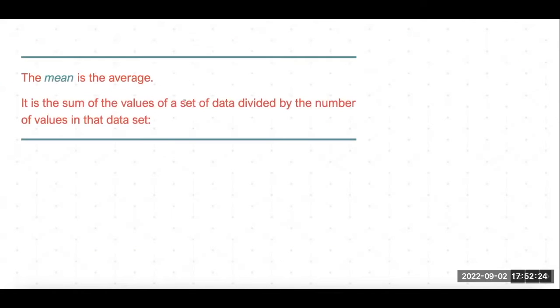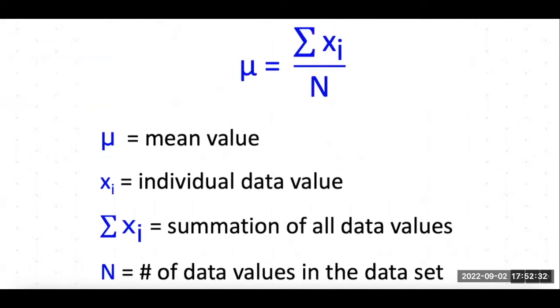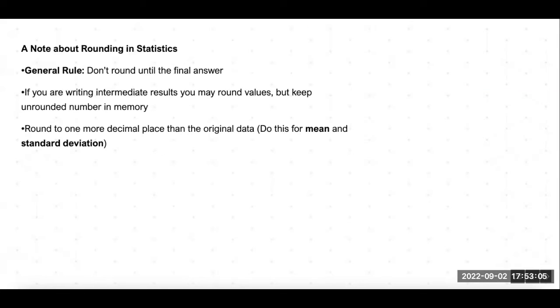So the mean, median, and mode set. The mean is the average. It's the sum of values of the data set divided by the number of values in that data set. We have an equation here, but basically mu is the average or mean. Then sigma is the sum of all of the data points, where x sub i is all the data points, and n is the total number of values in that data set.